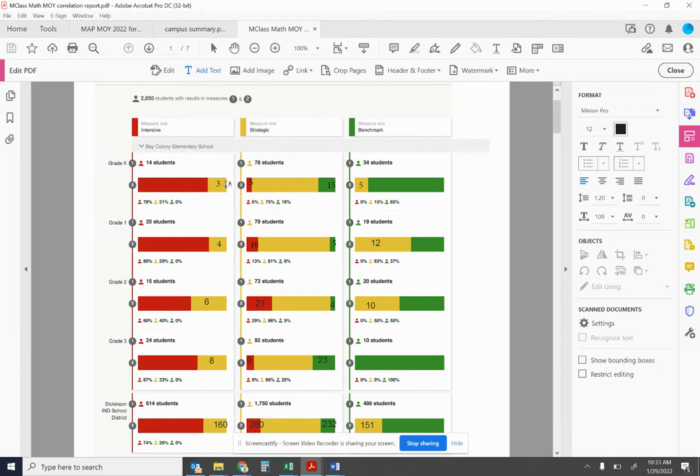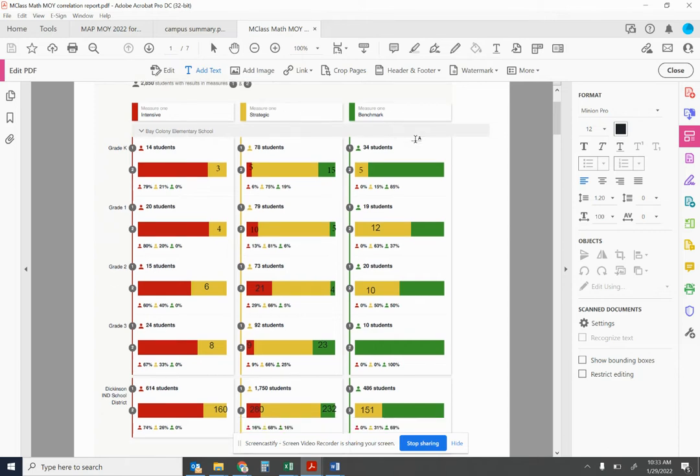And in math, we have different benchmark measures. We have the need for intensive intervention, strategic, or that they are at benchmark. And when we look at the graphics, I think it's going to be important that you look at the number of students because the bars are all the same size, but that's very misleading. This bar represents 14 students, but this bar represents 78 students. So this tells you that in kindergarten you had 14 students that were at intensive for BOY. But now after MOY, 3 of those students have moved up to strategic.